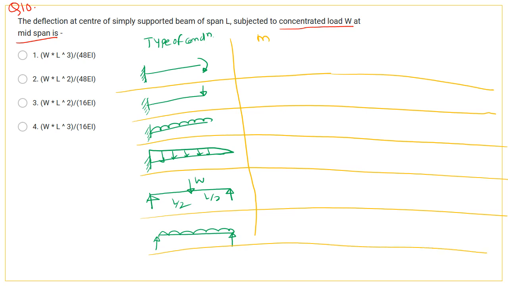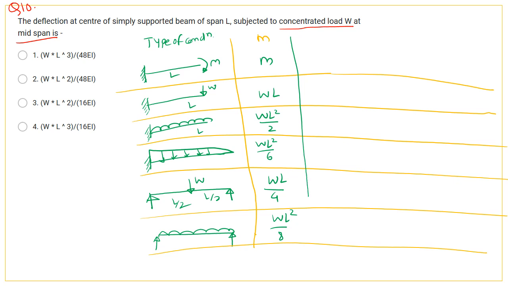So here the moment for the first condition is M. This is W, this is L, W into L. Here L is here, WL square by 2. For these, WL square by 6, WL by 4 and WL square by 8. Okay, these are the moments for these different loading conditions for different beams.